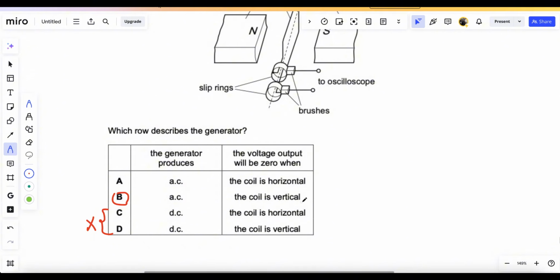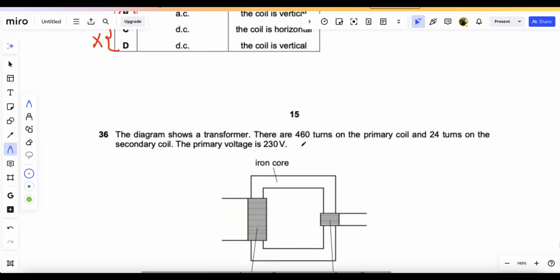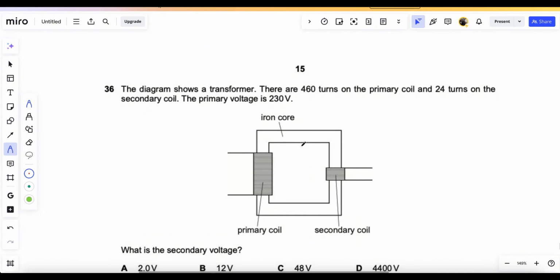The coil is vertical. This one, they're vertical. Horizontal one would have looked like this. The coil would have looked like a rectangle like this. This is horizontal one. Vertical one will look like this one. Okay, so we move to the next question. Question 36.